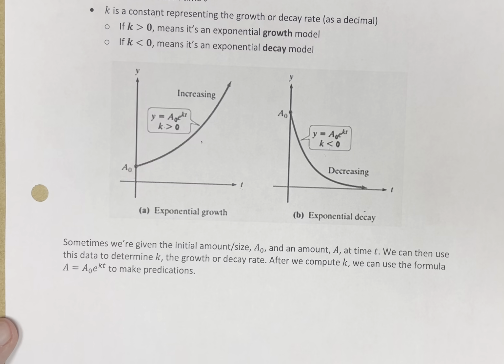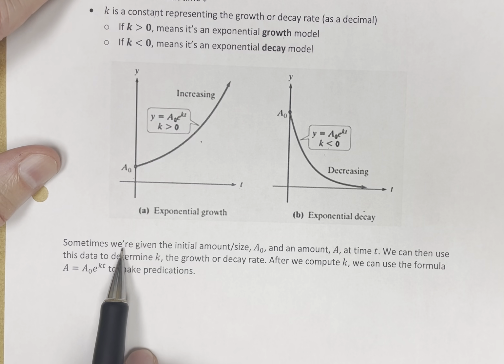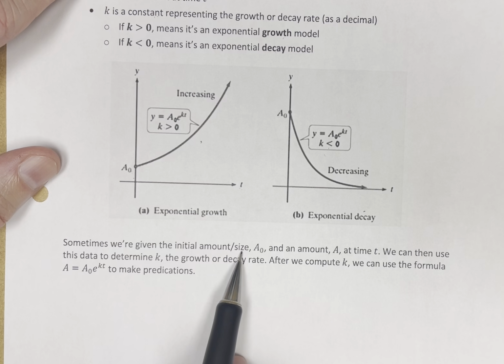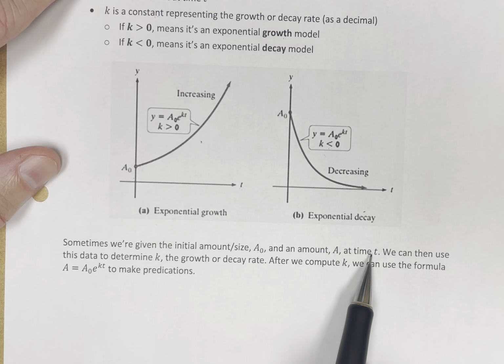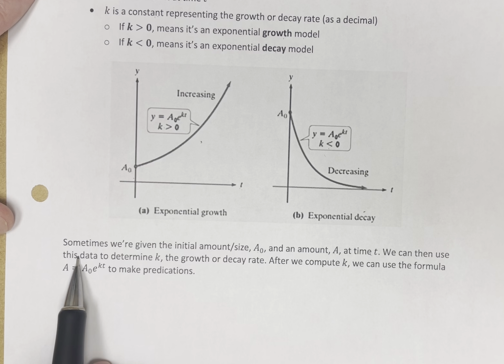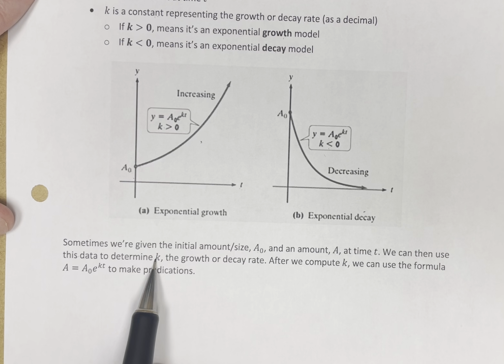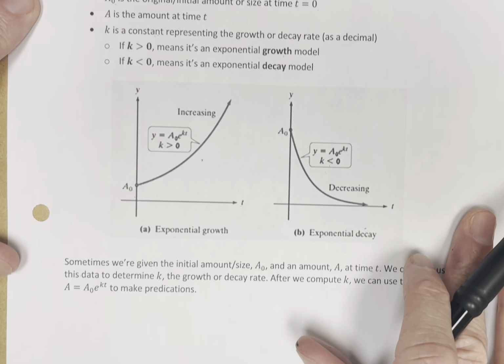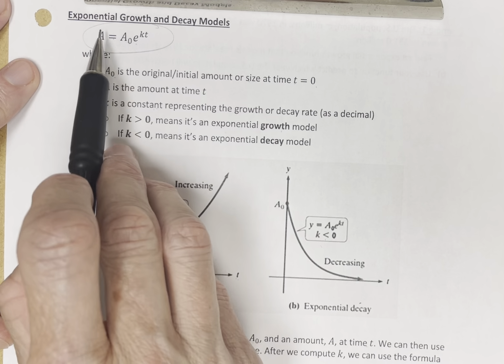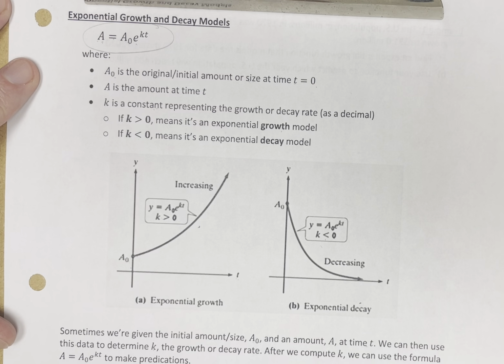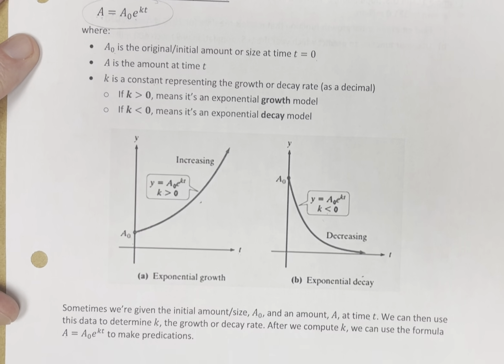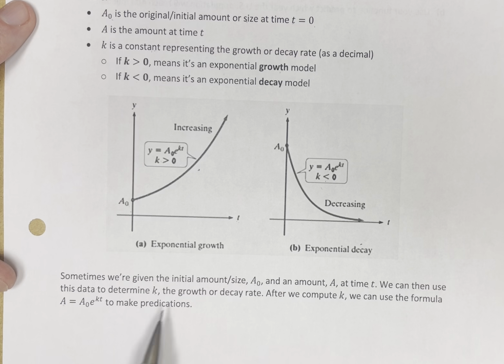Okay, so what's the general idea behind this? Well, sometimes we're going to be given the initial amount or the size, A sub 0, and then amount A at a certain time. We're going to be told some information. We'll then have to use these data to come up with K. We've got to come up with that constant. And then once we get K, we can go back and use this formula with any time we want to come up with a final amount. And that's the idea. We can use this equation down here to make predictions.